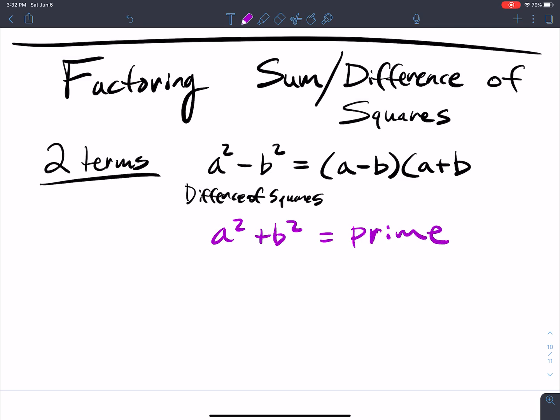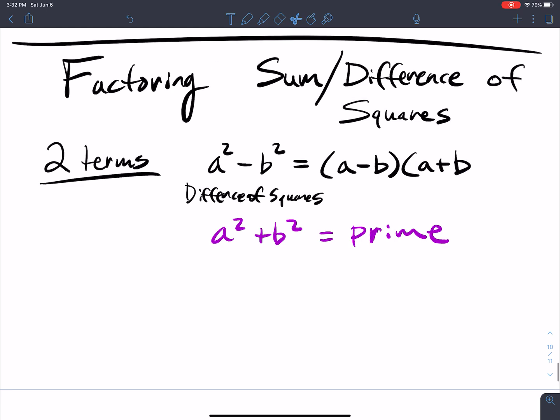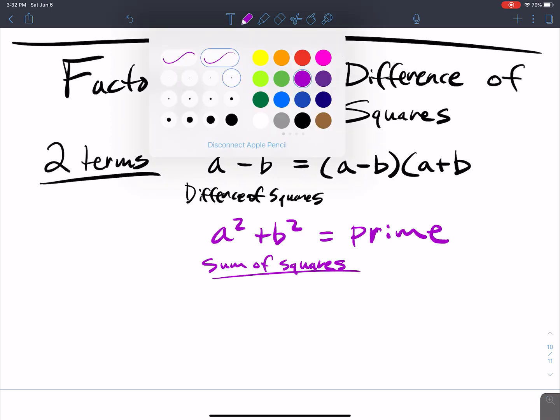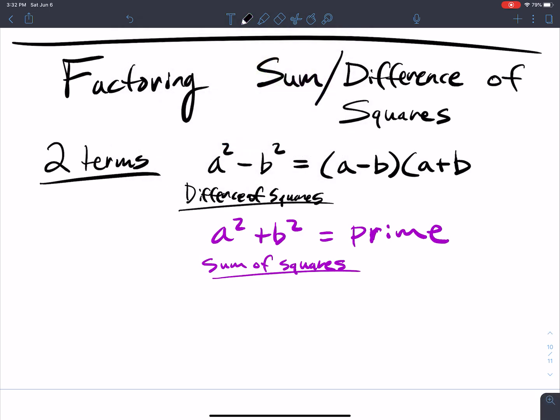Now, a squared plus b squared, this is actually what we say is prime. It's not factorable. Like 7 is 1 times 7, there are no other factors. That's a prime number. A prime expression, we cannot factor it. So this is the sum of squares. If you see a sum of squares, you should be really happy because you can't do anything with it but just rewrite it or write out prime.